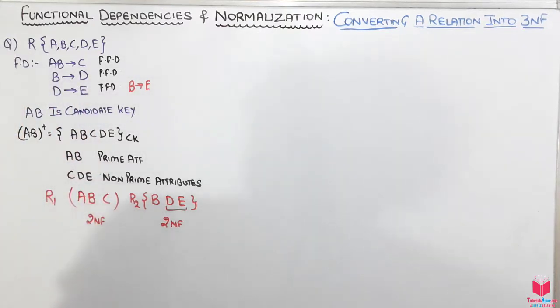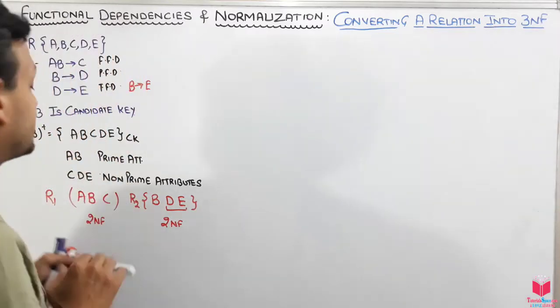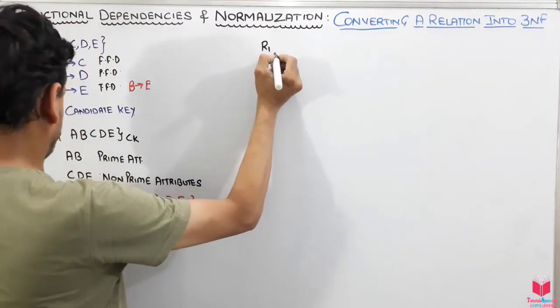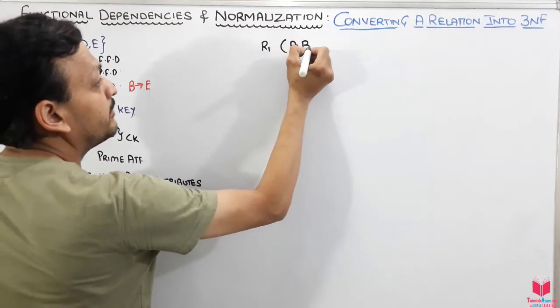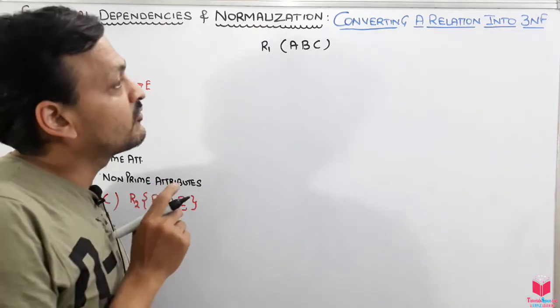Okay, now we have to convert these two relations into the 3NF form. So for the 3NF form, what is the condition? There should not be any transitivity. Let's take A, B, C. It is in 2NF now. Now go for the 3NF form.